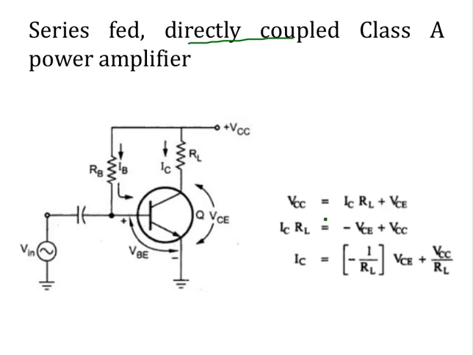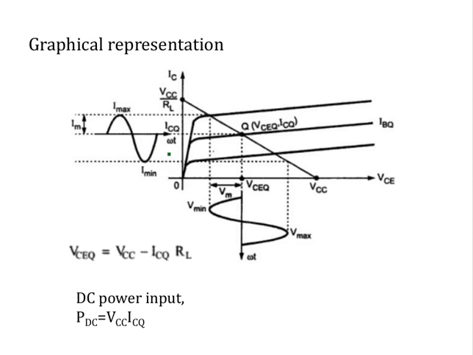Now the equation for the collector circuit is VCC equal to IC RL plus VCE, and you get IC equal to minus 1 by RL times VCE plus VCC by RL. This is sufficient to plot the load line. So with that information, the graphical representation is like this. This is VCC by RL when VCE equal to 0, and when IC equal to 0, from the previous equation, VCE is equal to VCC.